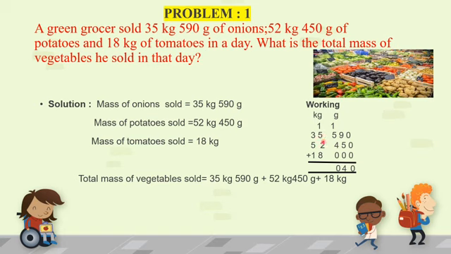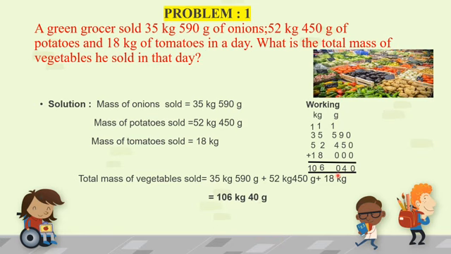Then add all the 4 numbers. 5 plus 1 is 6, 7, 8, 8 plus 8 is 16. Shift 1. And then comes your 5, 6, 7, 8 plus 1, 9 plus 1, 10. So here comes your answer as 106 kgs and 40 grams.